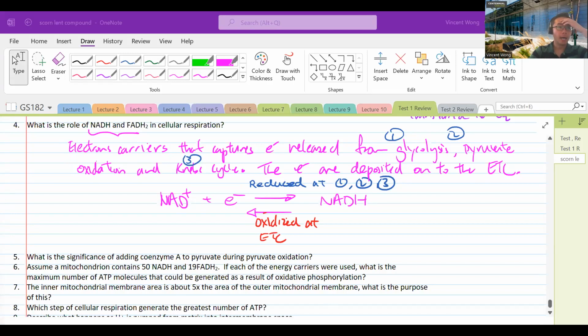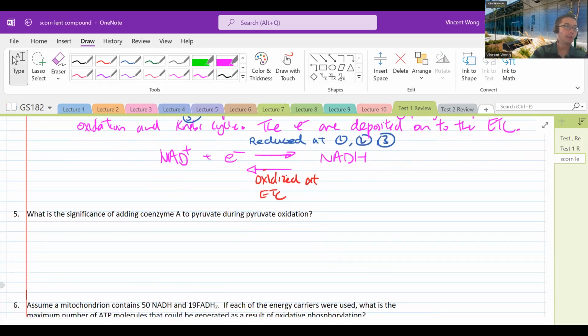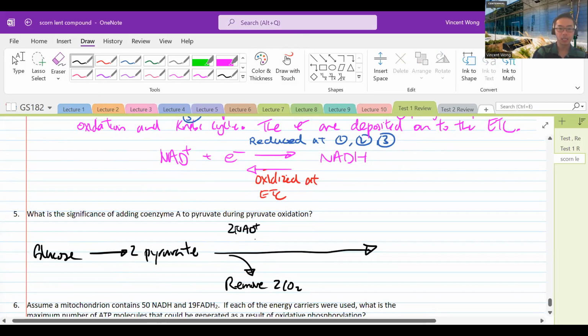Okay, next one. What is the significance of adding coenzyme A to pyruvate during oxidation? Just to refresh your memory, there are 3 things that happen to the pyruvate. Glucose becomes 2 pyruvate. This is glycolysis. And then for the 2 pyruvate, we're going to remove carbon dioxide, which will happen twice. We're going to have 2 NAD plus coming along and becoming 2 NADH. That's going to go to the ETC.